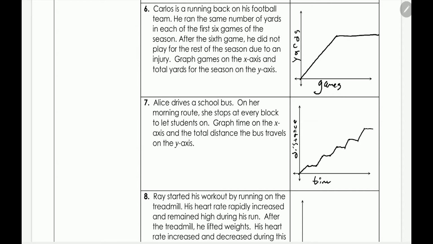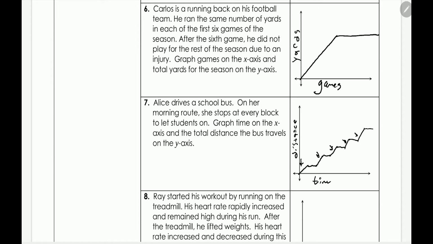Okay? So anytime that there's a stop or anything, we have a flat line. That means that the distance did not increase at all, and we just basically stopped the growth completely. Anytime that she was moving from stop to stop, we had a distance to grow. And since she stopped at every block, each of these segments, these right here, should be about the same.